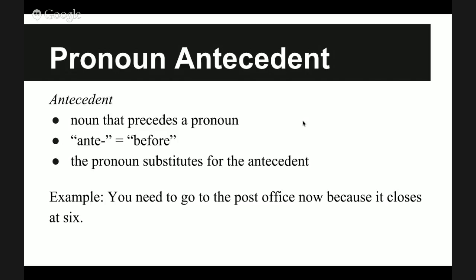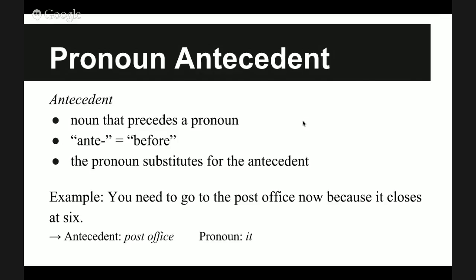So taking a look at a sample sentence, and this is grammatically correct. You need to go to the post office now because it closes at 6. Okay, so what is the antecedent and what is the pronoun of this sentence? Well, the pronoun we see in the second half of the sentence is it. Okay, what is it replacing? It is replacing post office.